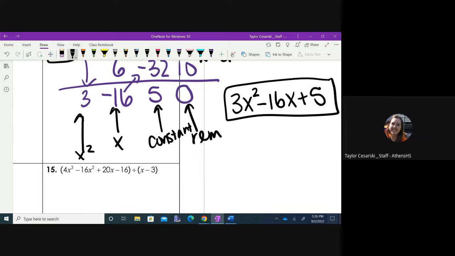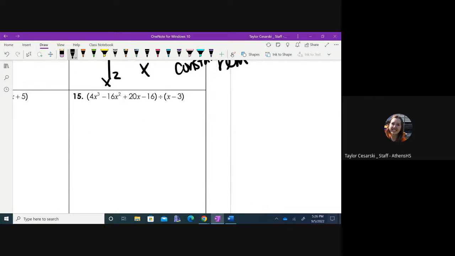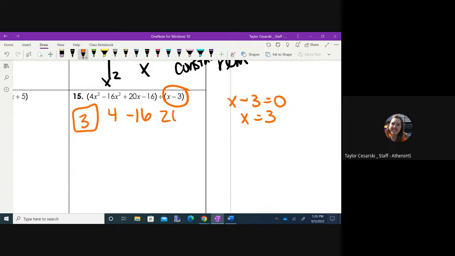All right, so let's do another one where there is a remainder. So let's use synthetic division again because we've only done one of those. First, I'm going to set that equal to 0 and solve for x. So x equals 3. And take my coefficients. Okay, bring down the first term. 4 times 3 in my box is 12. So that goes up and over. And then we always add down with synthetic division. So negative 16 plus 12 is negative 4.